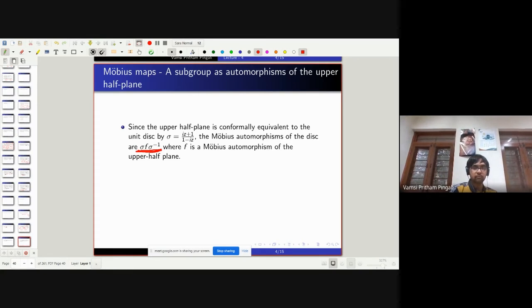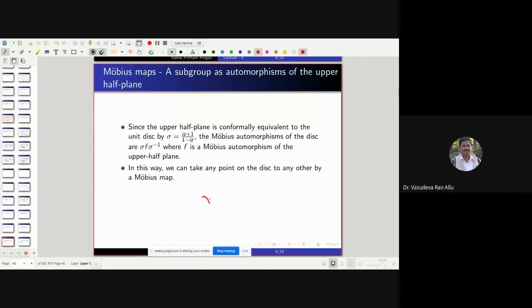In this way, we can take any point on the disk to any other point on the disk by means of a Mobius map. So if I give you any, yeah, a question, comment? I think there is no question. Oh, from disturbance, sorry. Thank you.